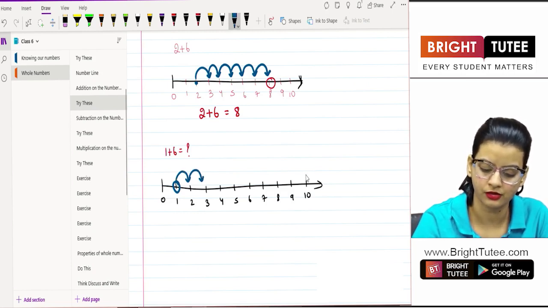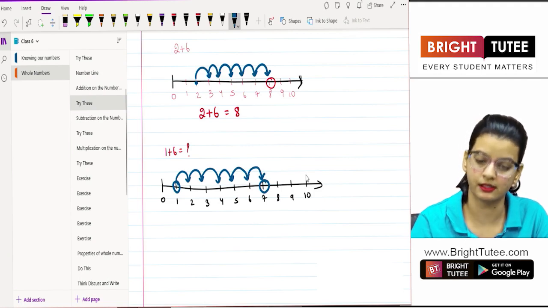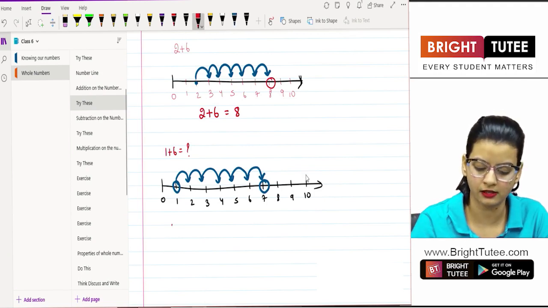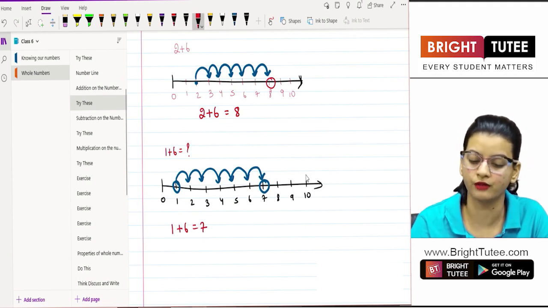So this is 1, 2, 3, 4, 5 and 6. So I made 6 jumps and I got to 7. So this means that 1 plus 6 is equal to 7. So you can see that I have calculated the addition of these two whole numbers. I have calculated the sum of these two whole numbers using the number line.